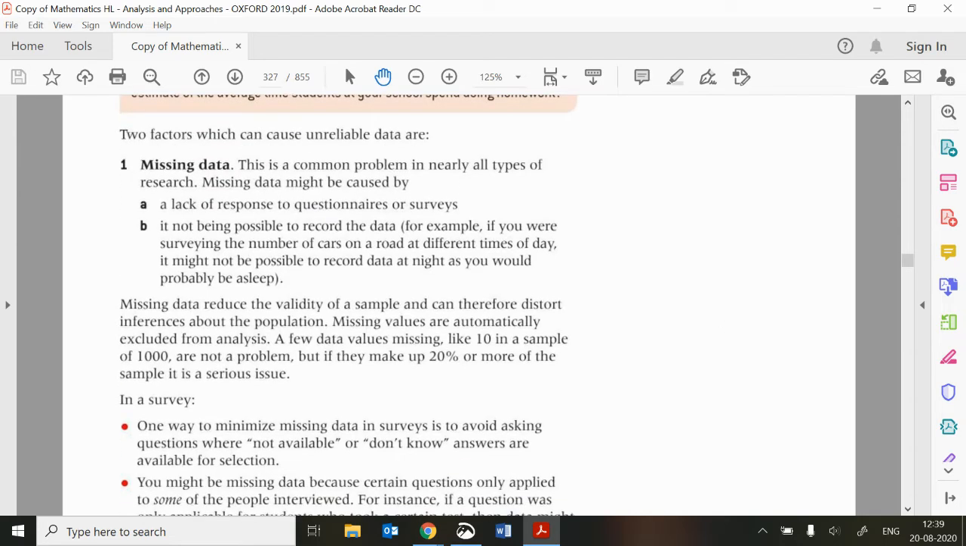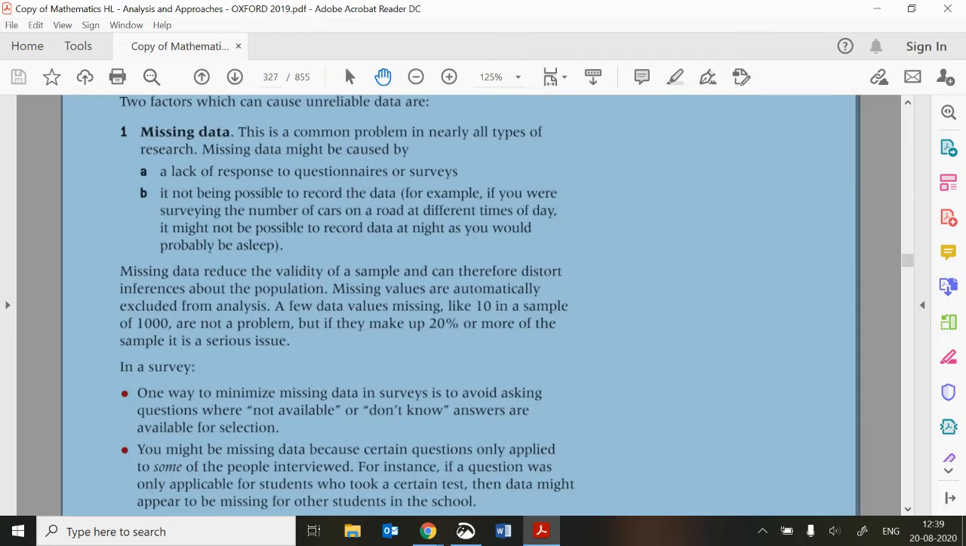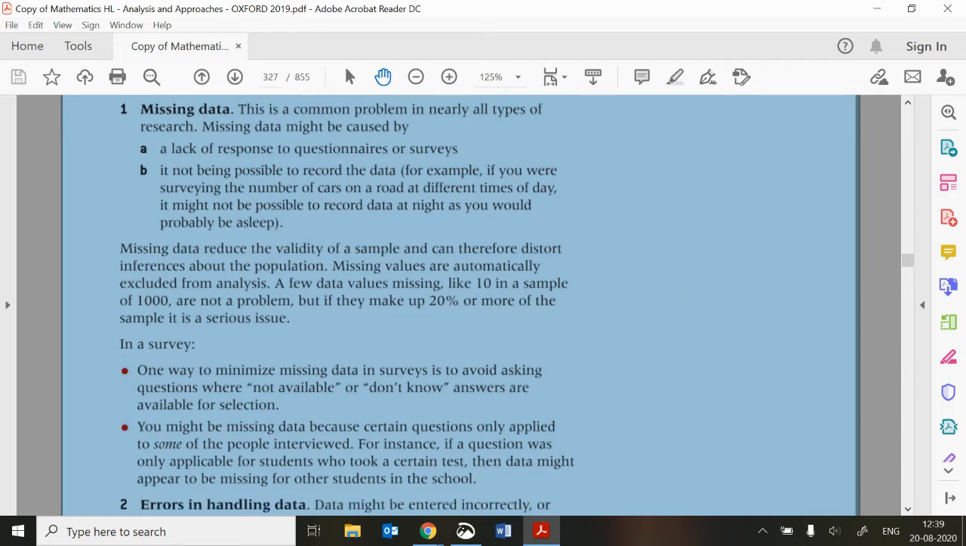The other problem with your data is you could be missing data. You might have people who are not responding. There's a lack of response to questionnaires. Or maybe it's not possible to record the data. For example, if you were surveying the number of cars on a road at different times of day, maybe it's not possible at night, as you would probably be asleep. Maybe that's just a constraint of being able to collect the information.